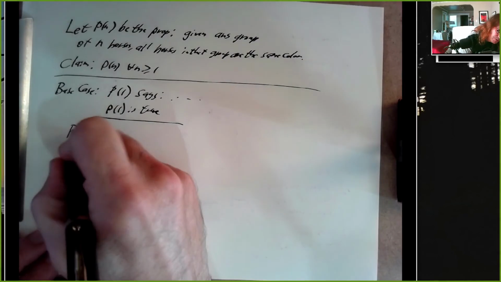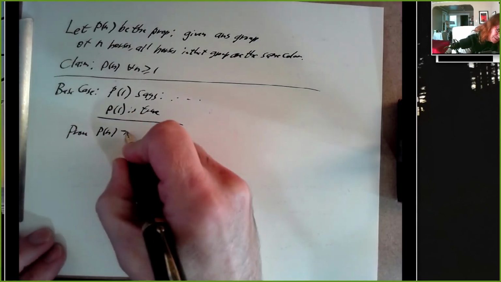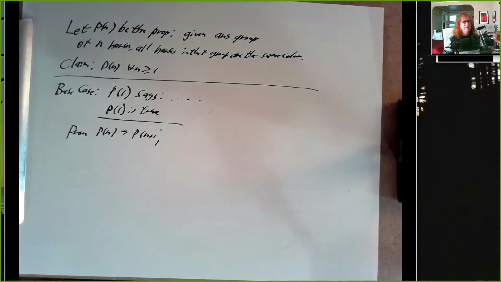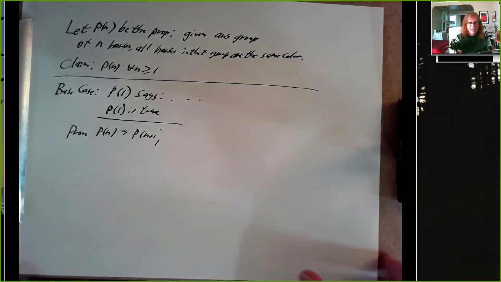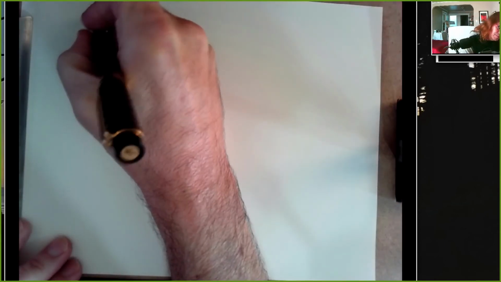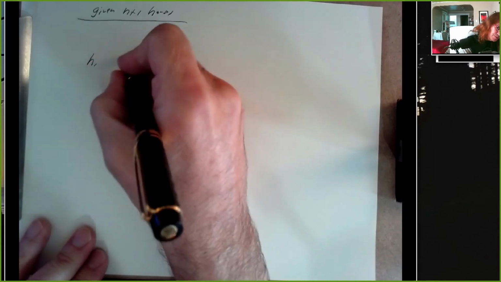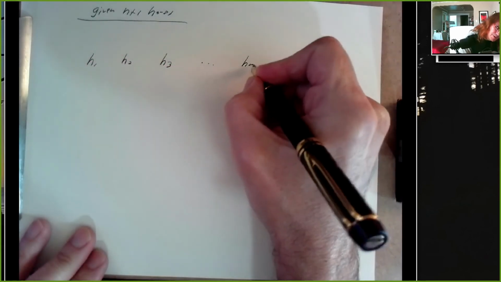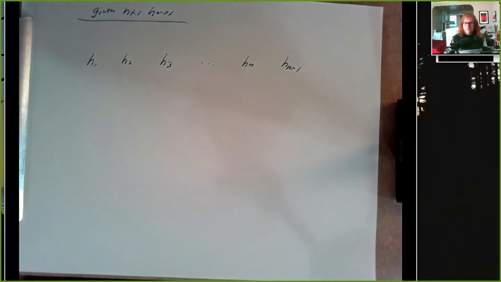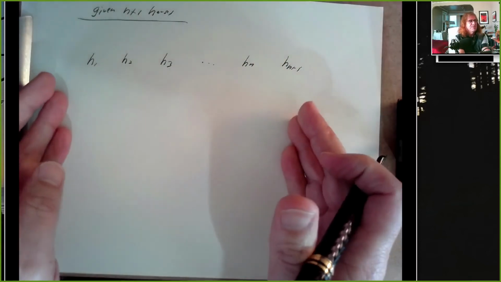Now we need to prove P of n implies P of n plus 1. All right, well, how are we going to do this? Let's think about a bunch of horses. Given n plus 1 horses, I'm going to line them up side by side. Here's going to be horse 1, horse 2, horse 3, horse n plus 1. We're indexing our horses from 1 because they're not elements of an array. They're horses. So we'll start counting them from 1. So there's my n plus 1 horses.